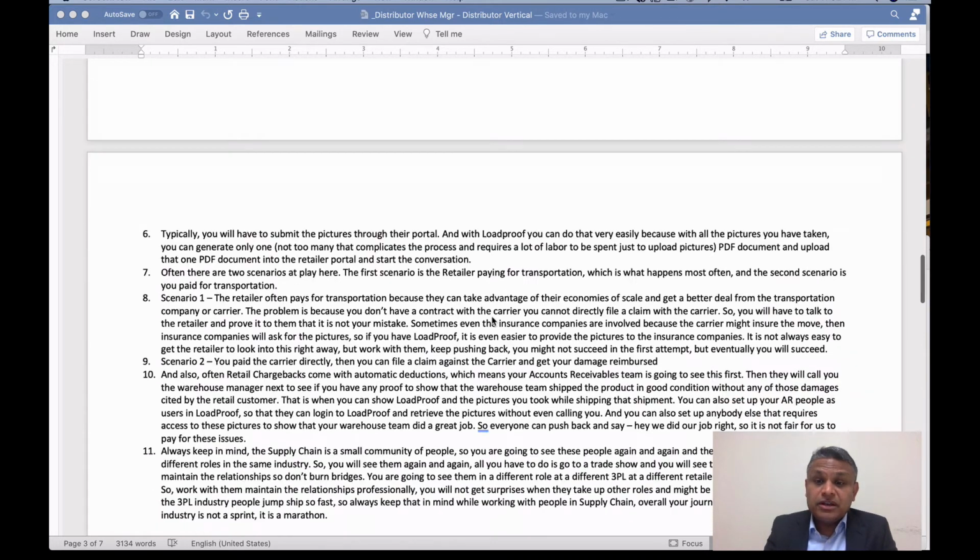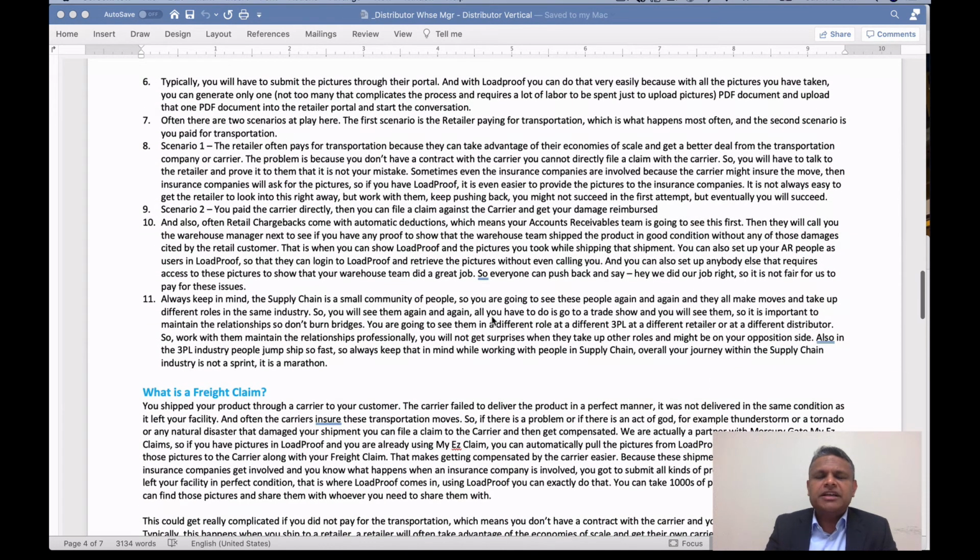And with LoadProof, you can do that very easily with all the pictures you've taken. All you have to do is generate only one PDF, right? There are 10 pictures. You don't have to do this 10 times. You just generate one PDF with all the 10 pictures in place and then upload that to the retailer's supplier portal and start the conversation, right?